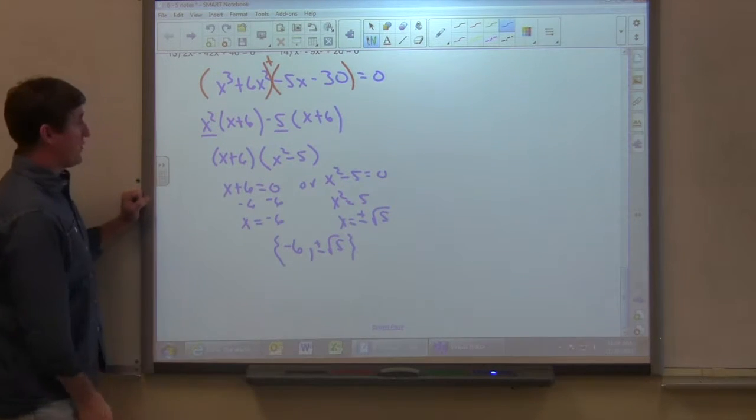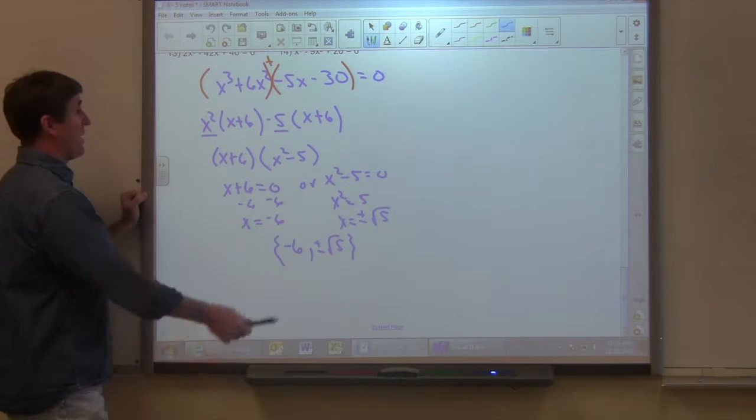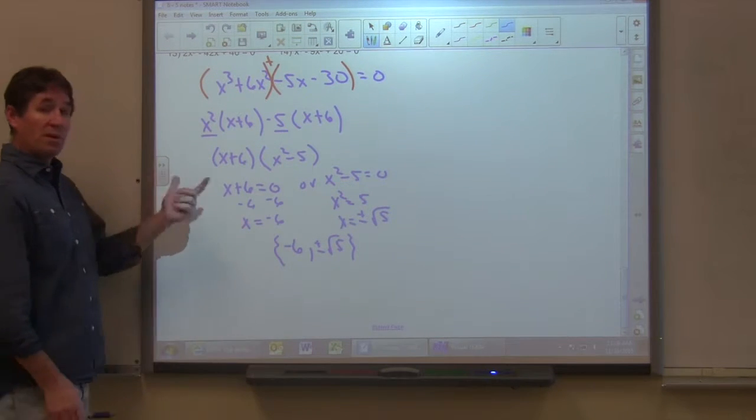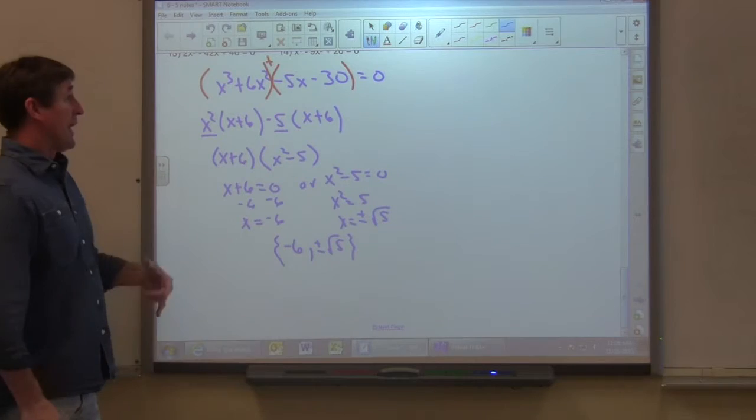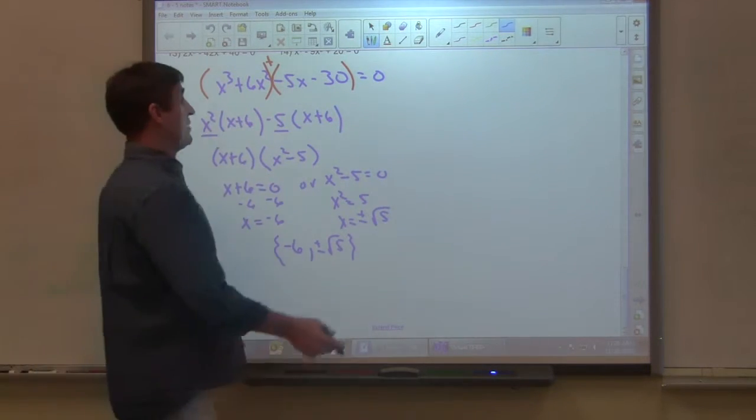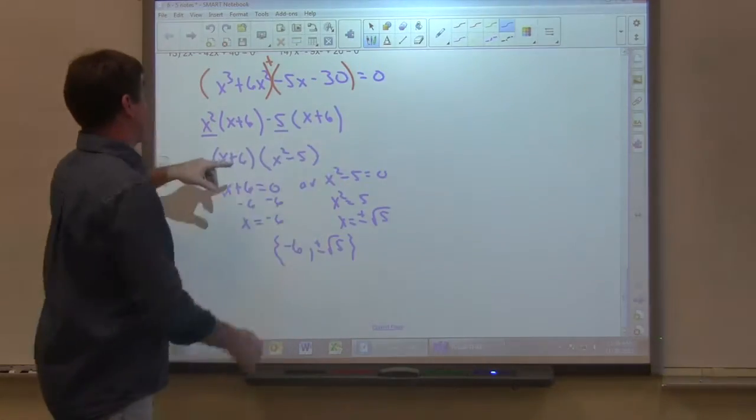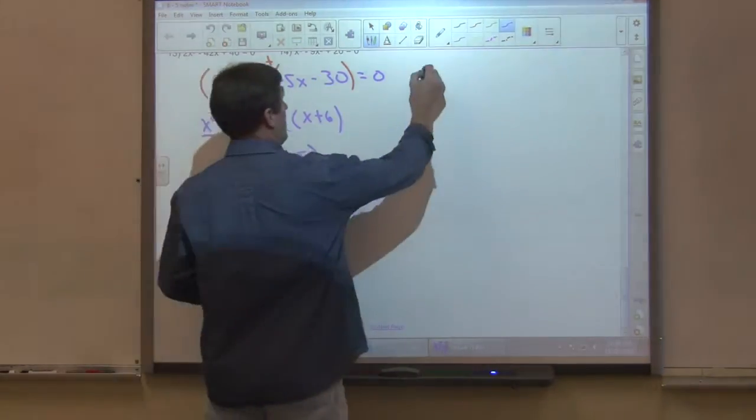And so you can see on this we have 3 solutions, negative 6, and square root of 5, and negative square root of 5. And because the highest power is 3, that's what we should have gotten. Now, if you didn't recognize that you can factor this, you could have gone through the synthetic division. Remember we take the factors of 30.